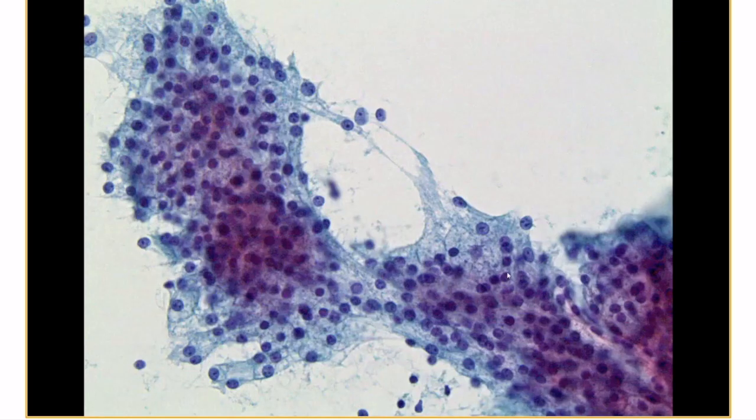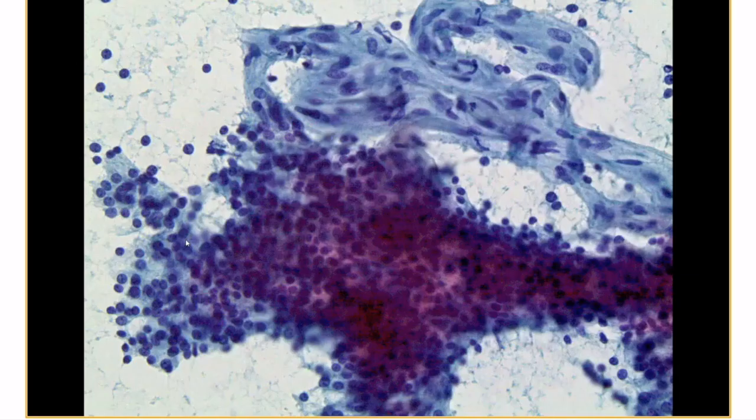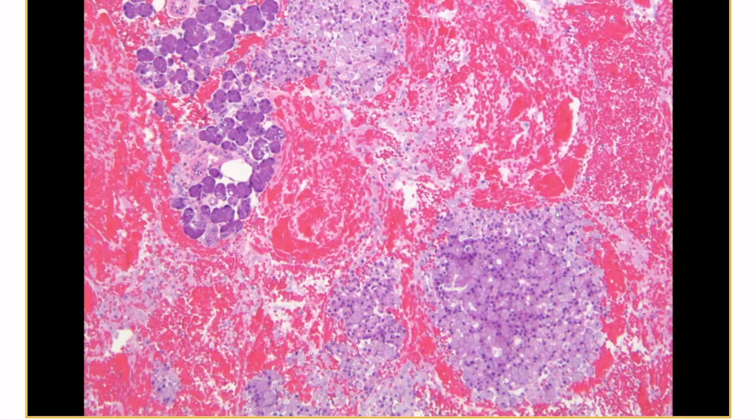On the Papanicolaou stain, this really looks very, very bland, no pleomorphism whatsoever. Lots of naked nuclei in the background and some vessels. And this is the cell block.